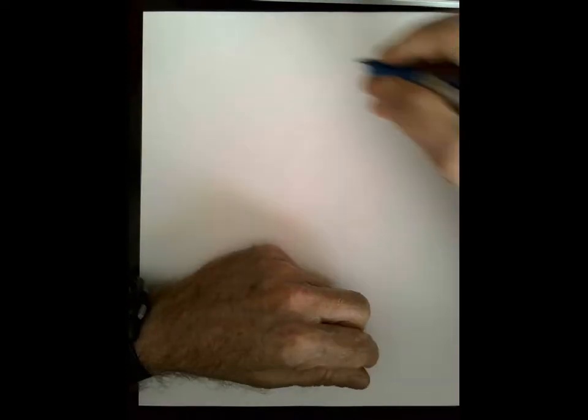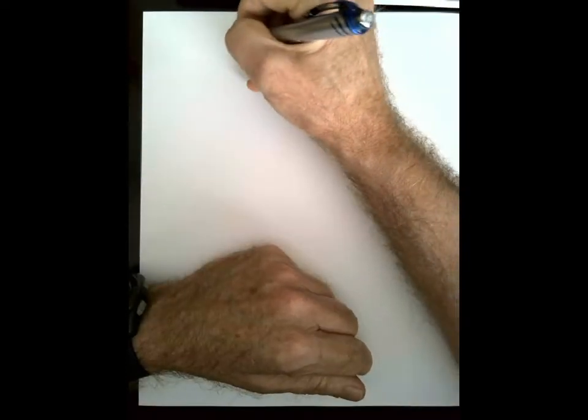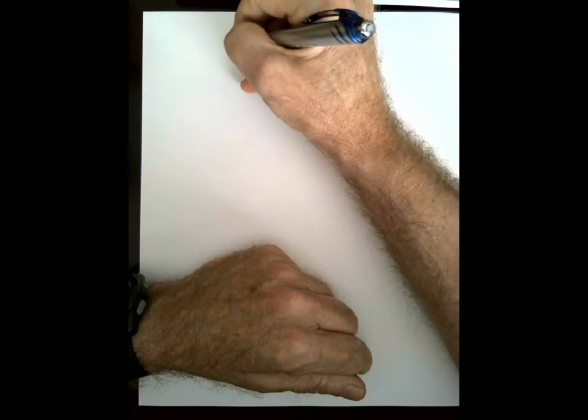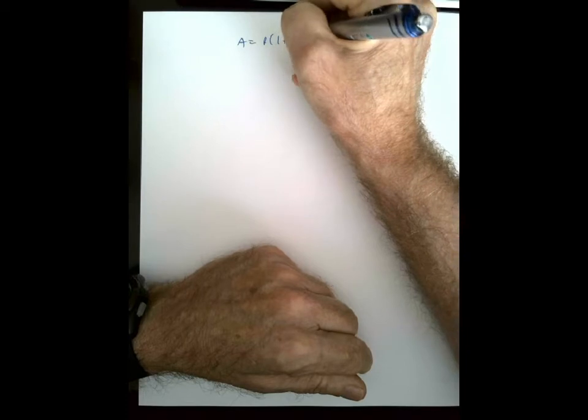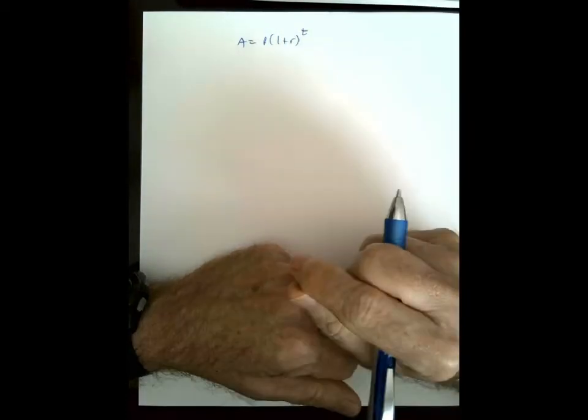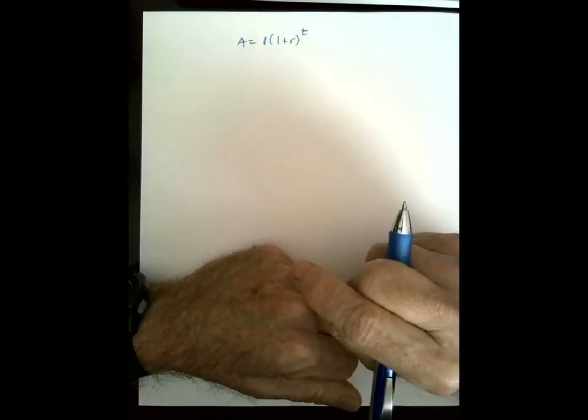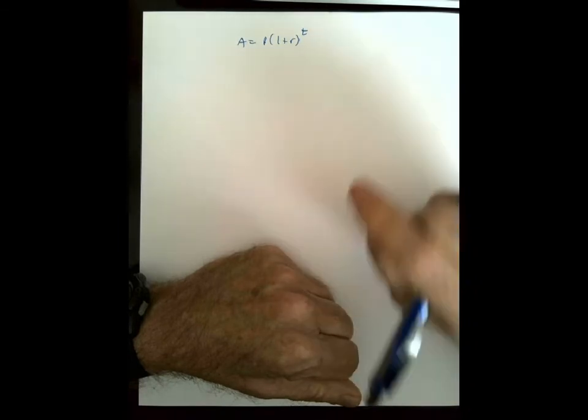Alrighty, so here is the situation. In the previous video, we talked about exponential word problems that involved this formula here. A is equal to P times 1 plus R to the T. If you haven't watched that video or haven't looked at those notes yet, you should go do that now. Don't do this video first.